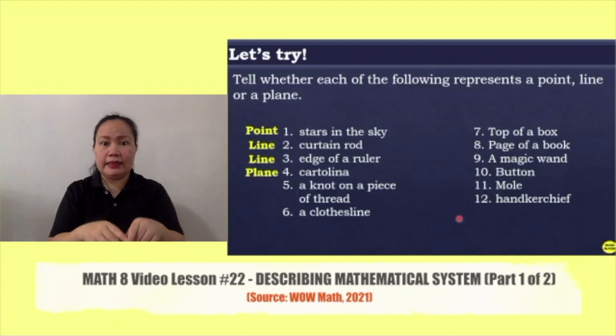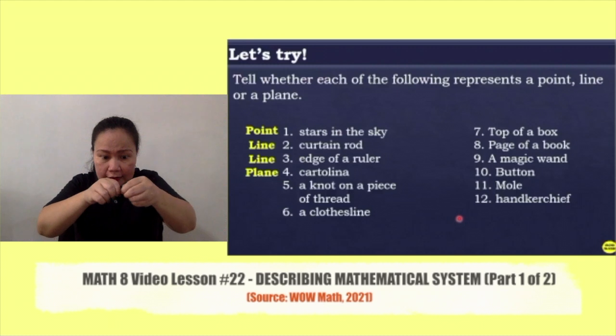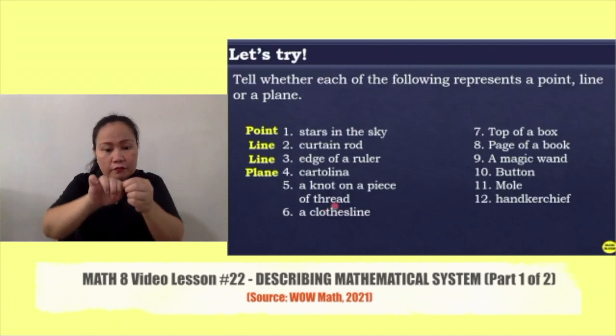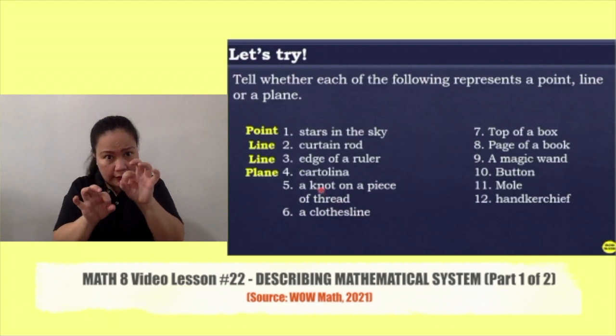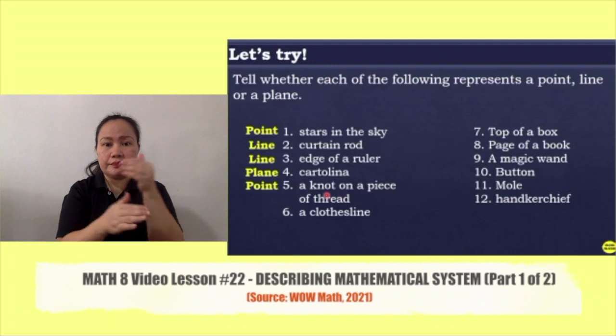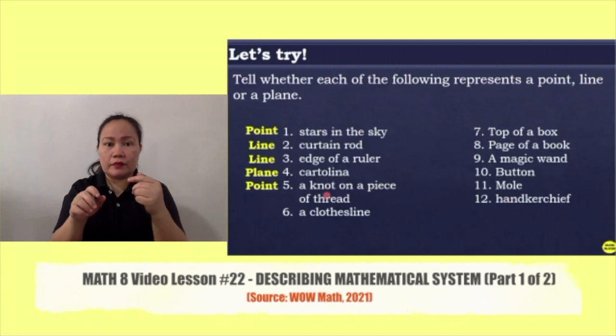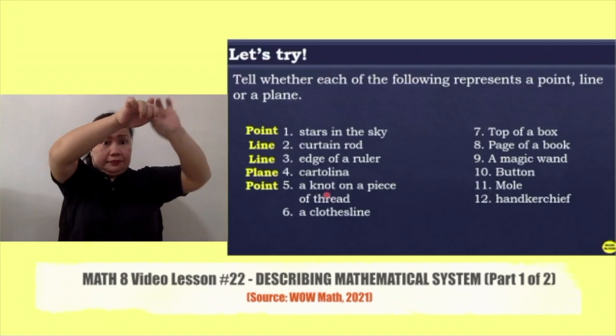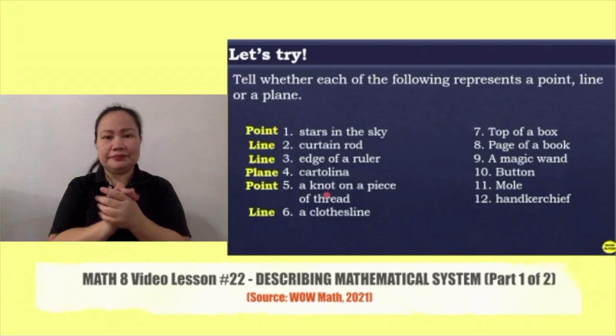A knot on a piece of thread, when we say knot, yung buhol. Okay? Hindi po sinabing thread. Pag sinabing thread, this is a line. But since we have here a knot, yung buhol ng sinulid, that is a point. Next, a clothesline. A clothesline is sampayan. Okay? So, this is a line.